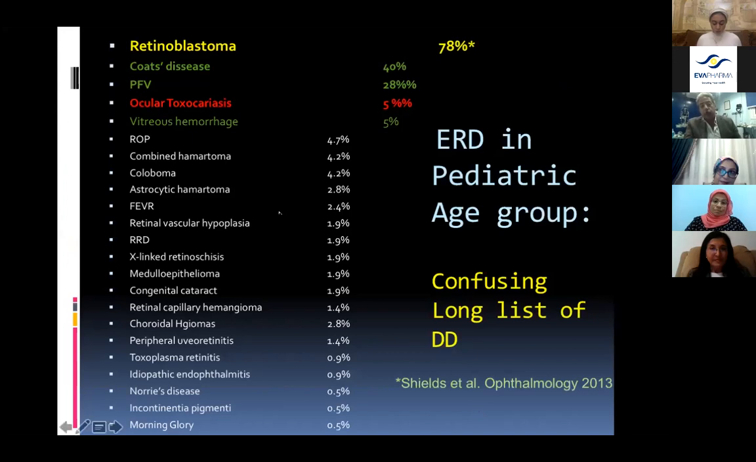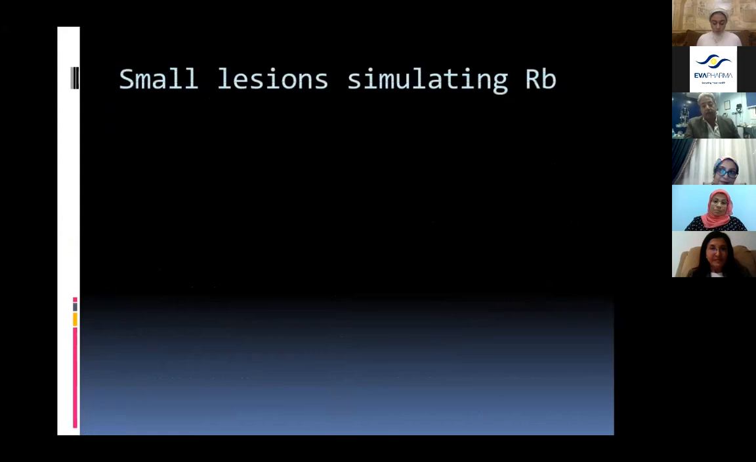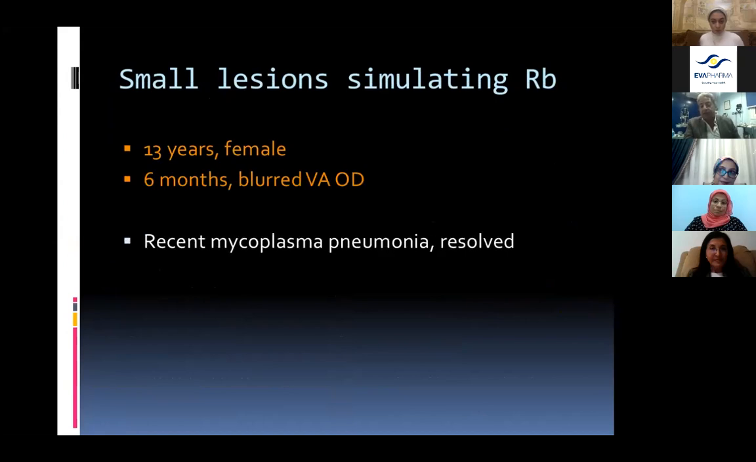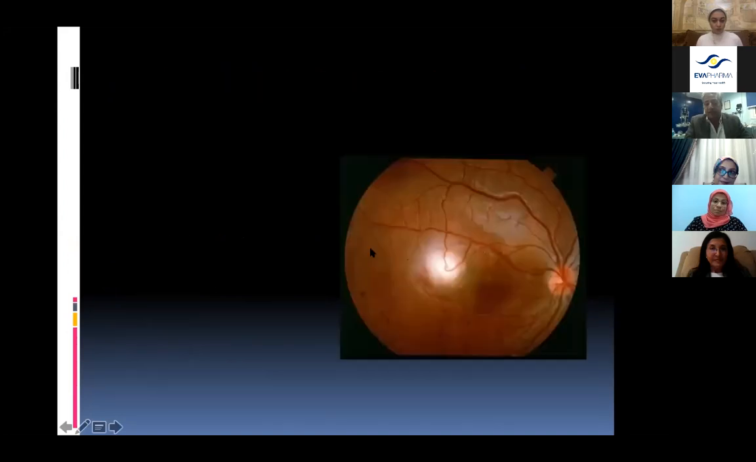Ocular toxocara is another big item on the differential of leukocoria, and it has really different presentations. Not the usual retinal fold presentation, but I'm presenting this 13-year-old female coming with a 6-month history of blurred visual acuity, who had recent mycoplasma pneumonia, and this is where I found this picture, coming with this mass that has an umbilication and kind of a feeding arteriole and a draining venule.